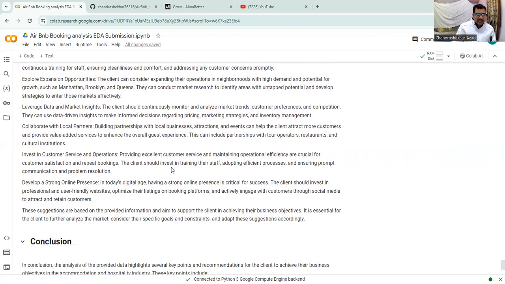Invest in customer services and operations. Providing excellent customer service and maintaining operational efficiency are crucial for customer satisfaction and repeat bookings. The client should invest in training their staff, adopting efficient processes, and ensuring prompt communication and problem solving.